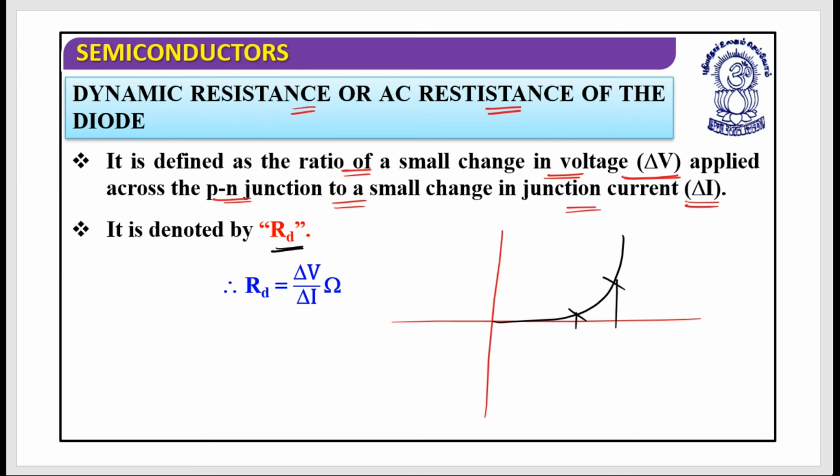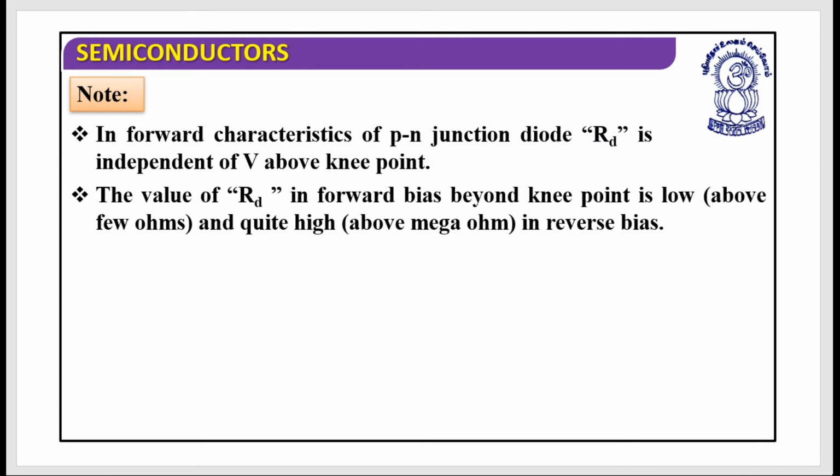So the ratio of this is, let's call this delta V and this delta I. This was the voltage and this was the current. Basically, this is the VI characteristics of the PN junction diode itself. So this is what we call RD. It's delta V by delta I, in ohms. And in the forward characteristics of a PN junction diode, RD is independent of V above the knee point.